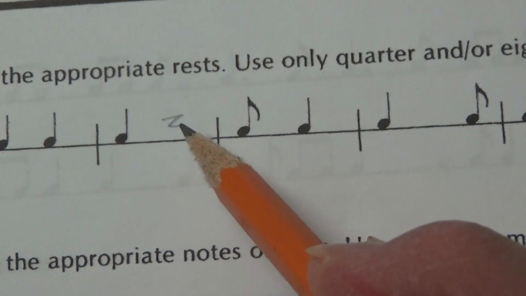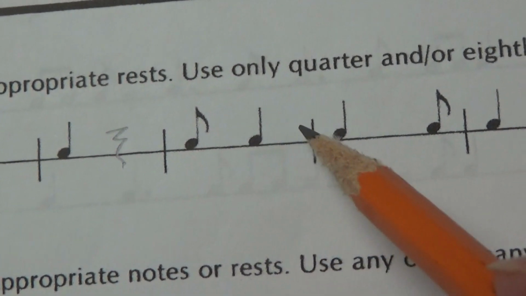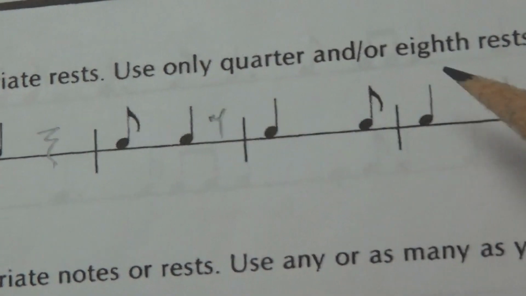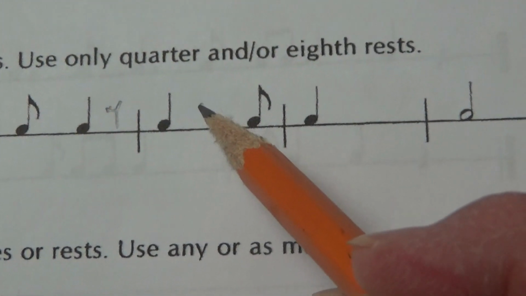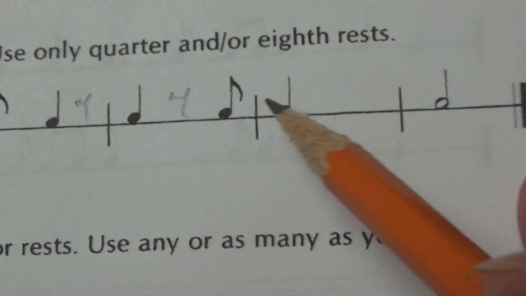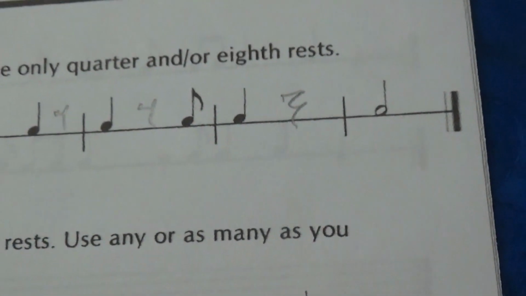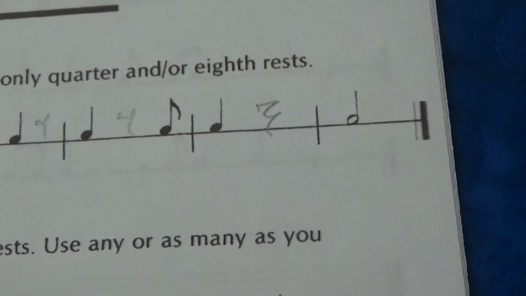Here we're missing 1 beat. Here we're missing half a beat, so you can join the 8th rest. Here we're missing half a beat, so the 8th rest. Here we're missing a whole beat, so we join the quarter rest.